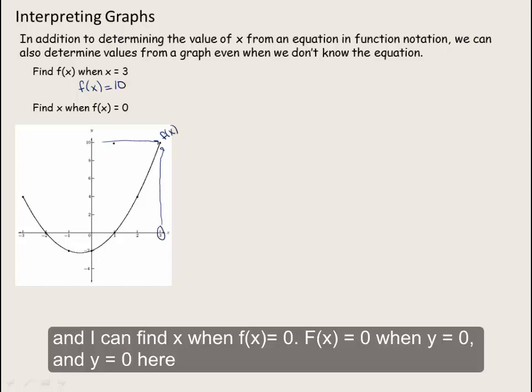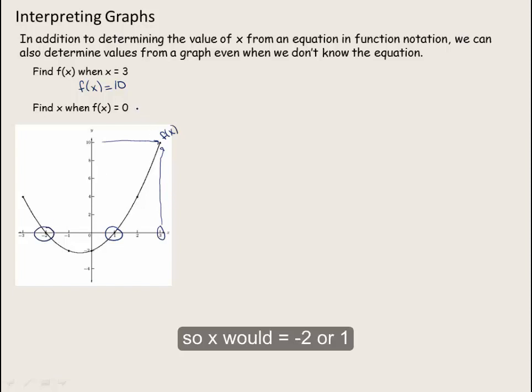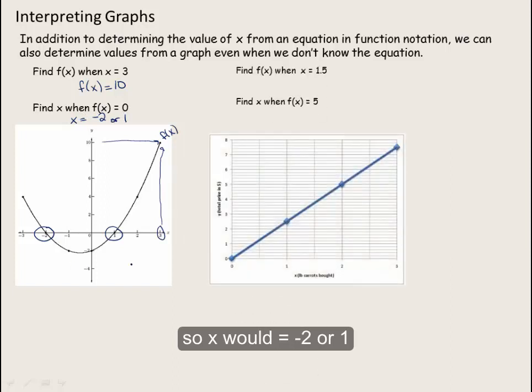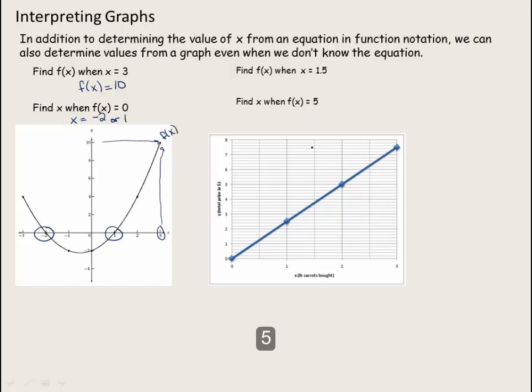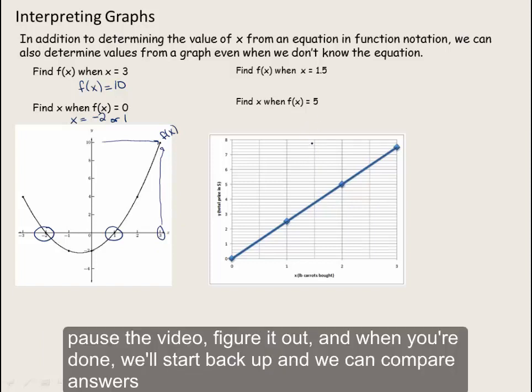And I can find x when f of x equals 0. f of x equals 0 when y equals 0, and y equals 0 here and here. So x would equal -2 or 1. Why don't you try this one? Find f of x when x is 1.5, and find x when f of x is 5. Pause the video, figure it out, and then when you're done, we'll start back up and we can compare answers.